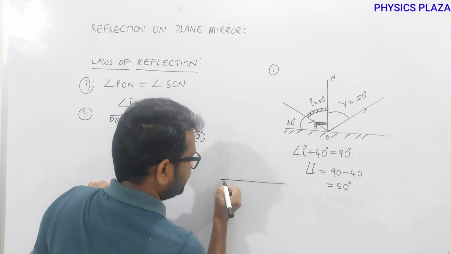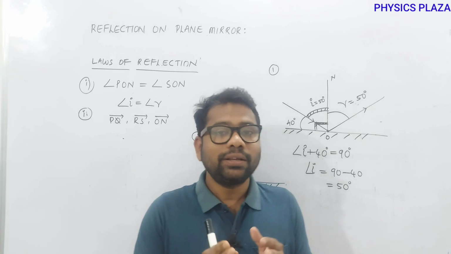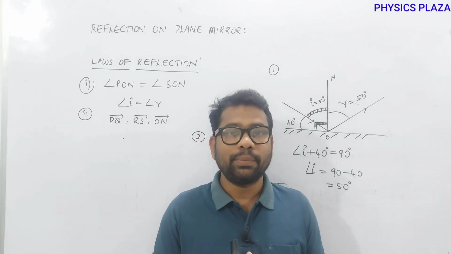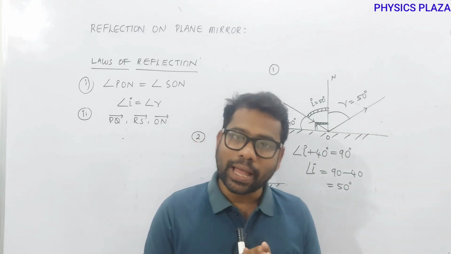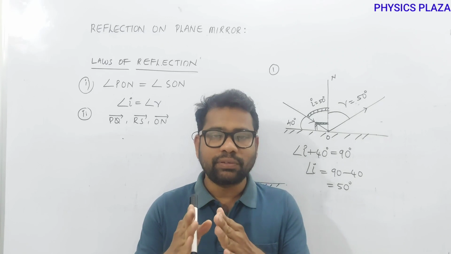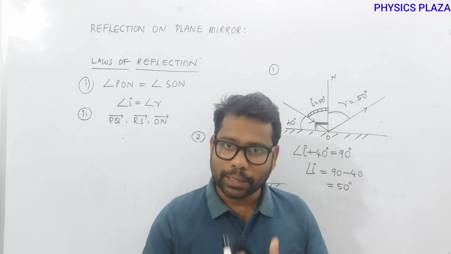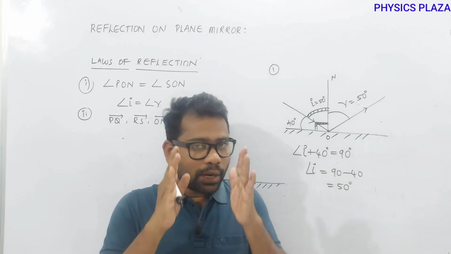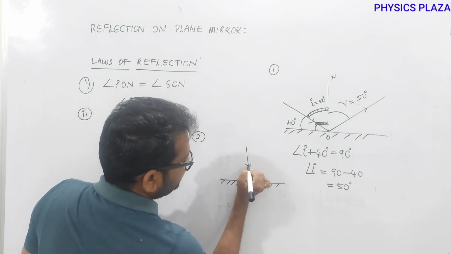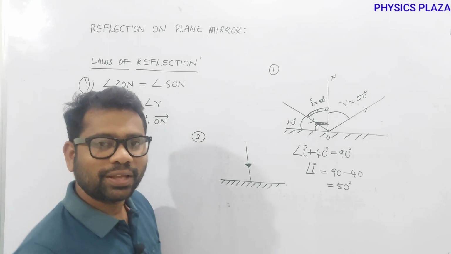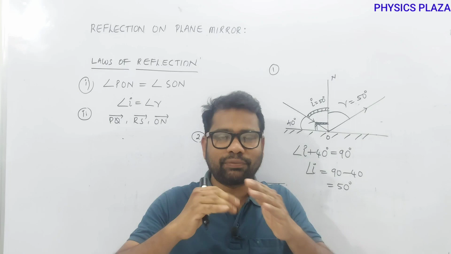Children, here is a plane mirror. They may ask a question like this. If light strikes normal to the surface of the plane mirror, what will be the angle of incidence and what will be the angle of reflection? Complete the diagram. After reflection, we have to complete the diagram and show. So I repeat, the light ray is striking like this.